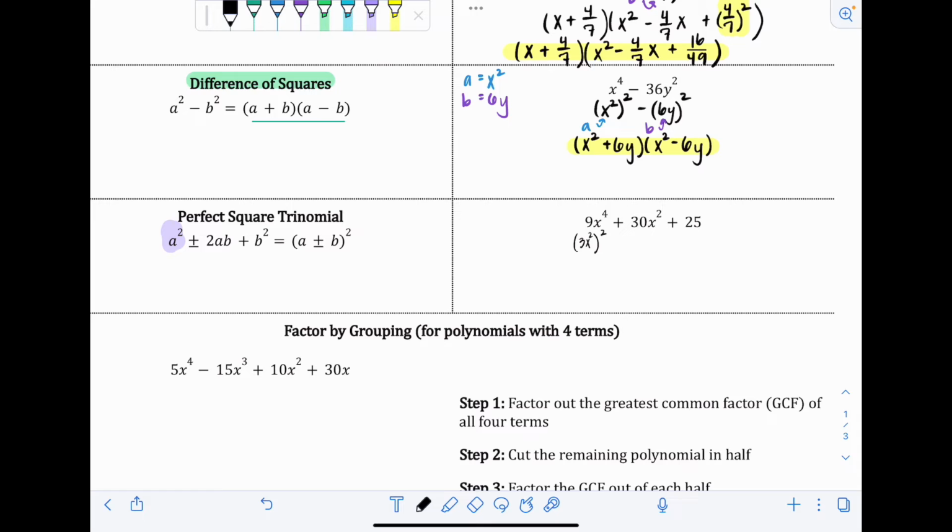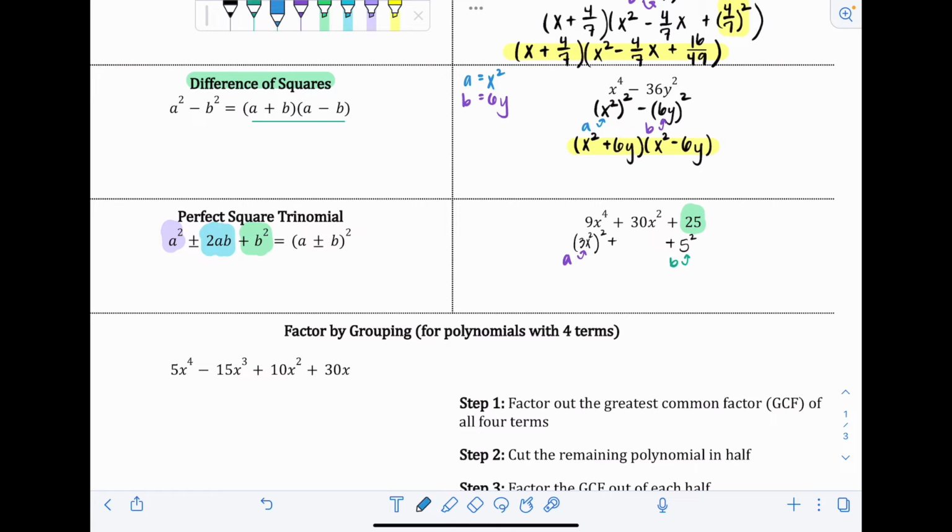And then I like to skip the middle term and just go to the last term first. So plus b squared over here is this 25. So we can see that b is 5 because 25 is 5 squared. And then this middle term is supposed to be 2 times a times b. We can see what a and b are now: a is 3x squared and b is 5. So I'm going to write those as 2 times a times b and see if it matches up with the original problem, because it's not always the case.